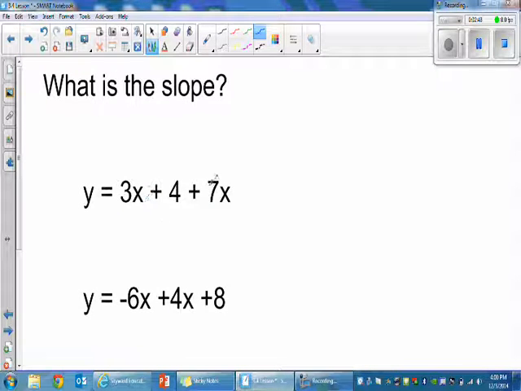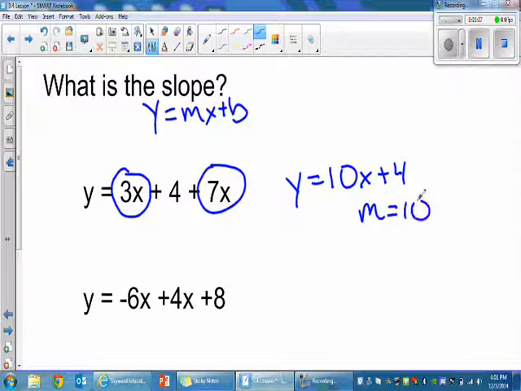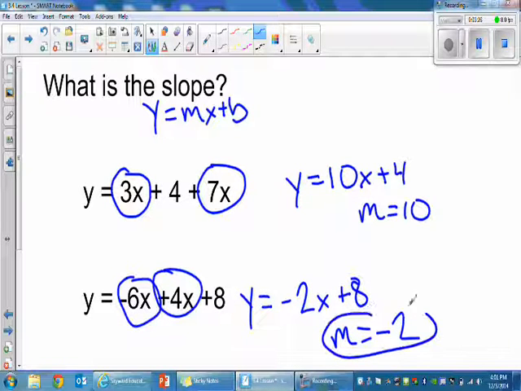Okay, what about this, where it's not just in exactly mx plus b? You would need to put your like terms together. Well, 3x plus 7x is 10x, so this is y equals 10x plus 4. So the slope would be 10. Here I have -6x and 4x. That is -2x. So y equals -2x plus 8. If I'm asking you what the slope is, you would say -2.